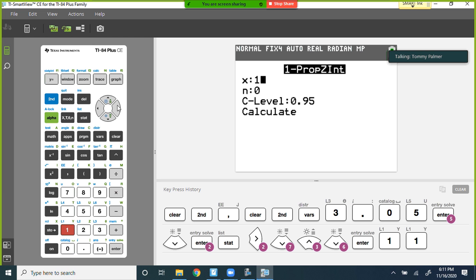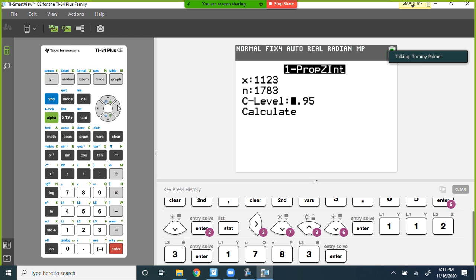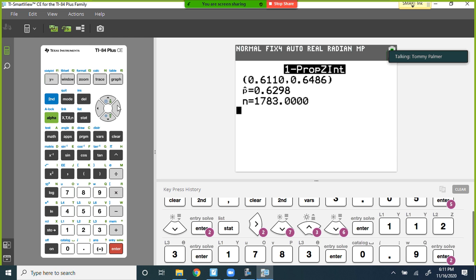1,123, right? Out of how many? 1,783, right? A confidence interval, how much? 0.9, right? All right. Calculate. Look at that. 0.611 to 0.6486, right? If you round to 2 decimal places, guess what? We got exactly what we just calculated, did we not?